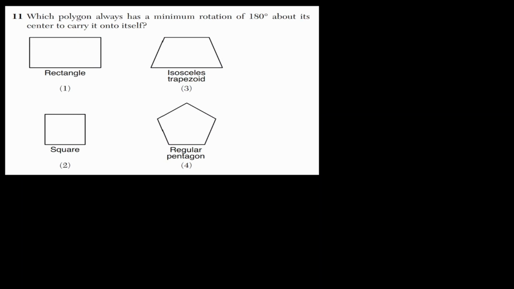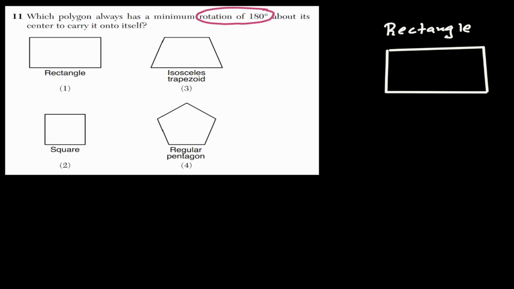In question number 11, it says, which polygon always has a minimum rotation of 180 degrees that will carry the figure into itself? Well, let's take a look at each case one at a time. Let's start with a rectangle. The only way for us to make this figure land into itself is if we rotate 180 degrees. Because when we rotate 180 degrees, this section on the top is going to land exactly at the section at the bottom. But because it's a rectangle, we know that they're congruent to each other.